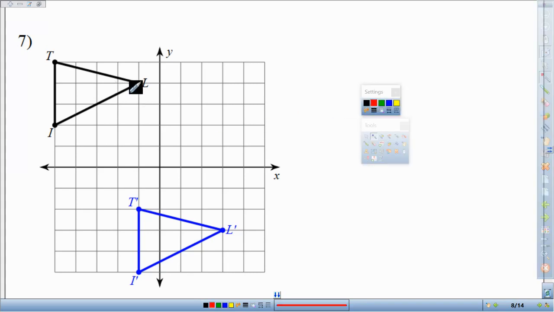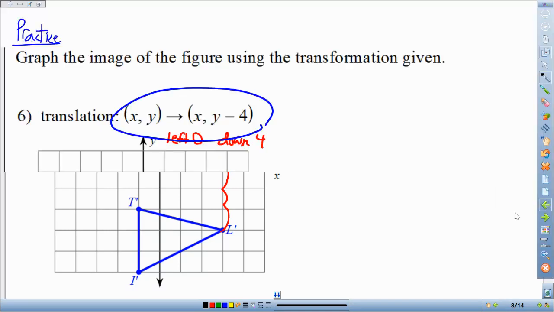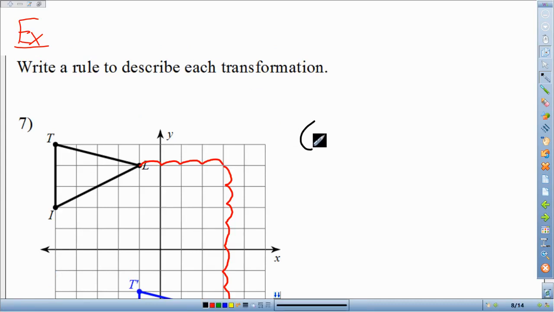Let's see what happens. Looks like we're going to the right 1, 2, 3, 4 units, and then down 1, 2, 3, 4, 5, 6, 7 units. Okay, so to the right 4, down 7. Here's how we need to write the rule. Just like we saw on the other examples, we need to start with this that represents the original points, have an arrow, and then say what's happening to our x and our y. Okay, so we're just going to say the original coordinates are turning into this.